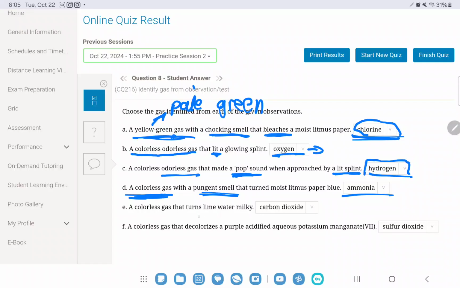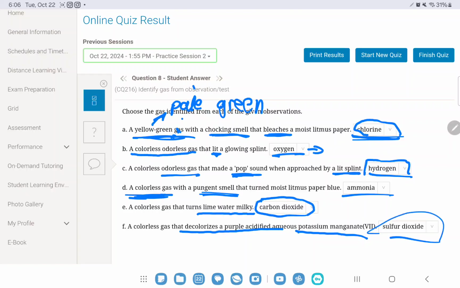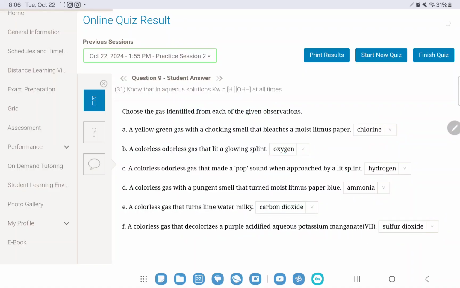Easy. A colorless gas that turns lime water milky. If you took bio last year, you shouldn't have any problem knowing this. Carbon dioxide. It's pretty clear. CO2 will always turn lime water milky. And a colorless gas that decolorizes a purple acidified aqueous potassium manganate. Anytime you see the word potassium manganate, know it has something to do with sulfur. In our papers, we don't have anything with potassium manganate unless it's sulfur. So yeah, that's it for this question. Let's move on to the next.